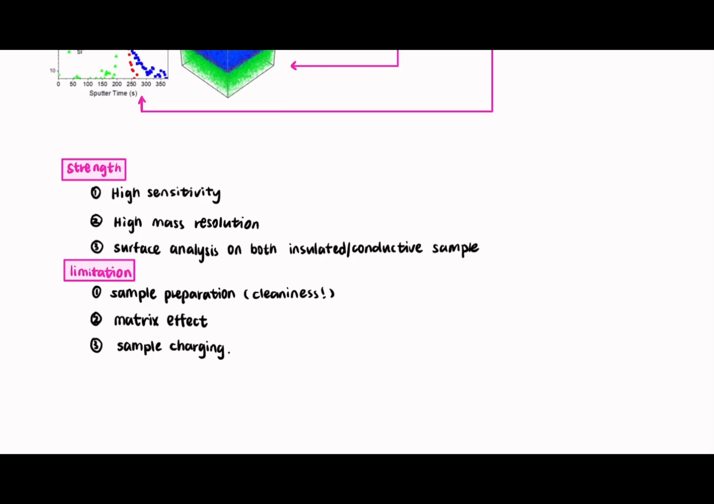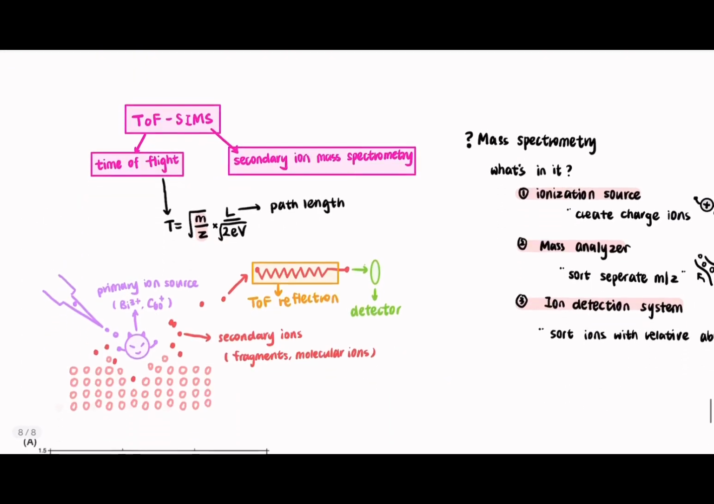Third is sample charging. Since we said a strength is that we can use insulating samples, however, insulating samples can also accumulate charges during analysis, and this can lead to distortions in the mass spectra and affect the reliability of the data. Despite those challenges, ToF-SIMS is still a very valuable technique for researchers to gain a deeper insight into the molecular landscapes of different samples.